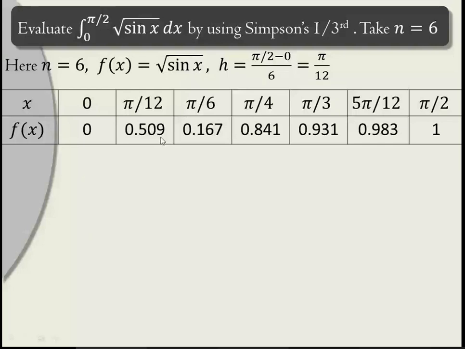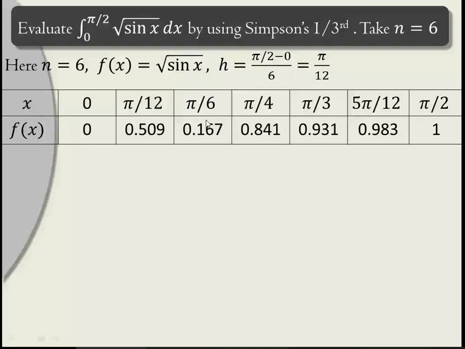Now, put x equal to 0 into this function and get the value of the function. Put x equal to pi by 12, find sine pi by 12, and the square root of that gives us this answer. Substitute x equal to pi by 6: sine pi by 6, square root of that. And complete this table.